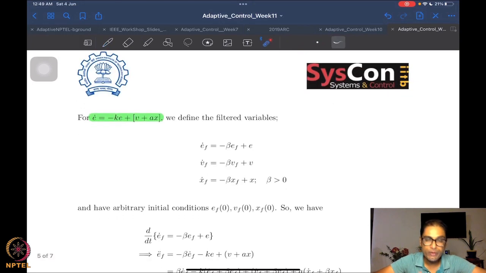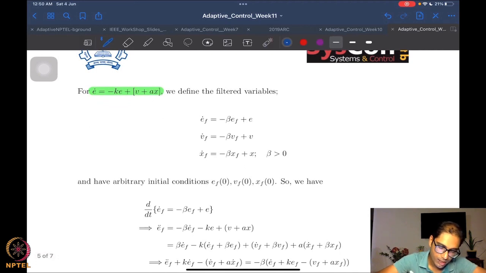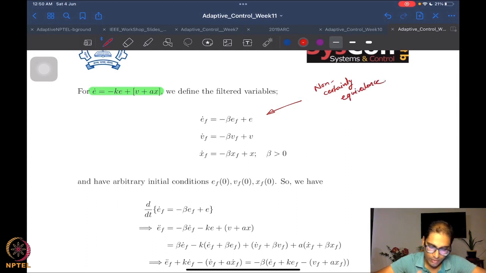So before we move on, we define some filtered variables. All right, so there is a very particular unique value to these filtered variables. This falls under the purview of what is called non-certainty equivalence. Yeah, you will see why very soon. But before that, we define these filtered variables. It is not very uncommon. Slotine also used these filter variables a long time ago, but here the purpose is different.